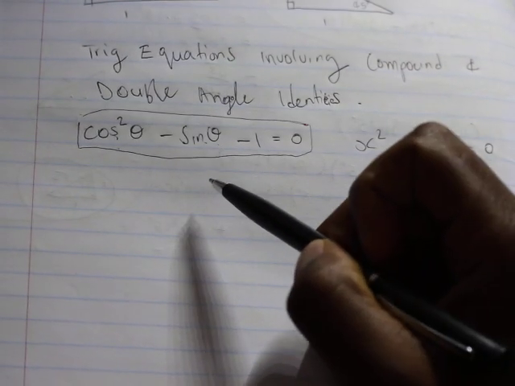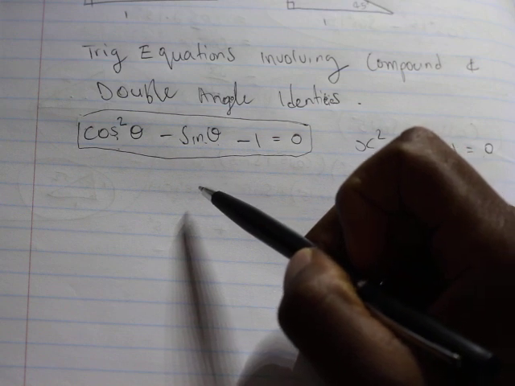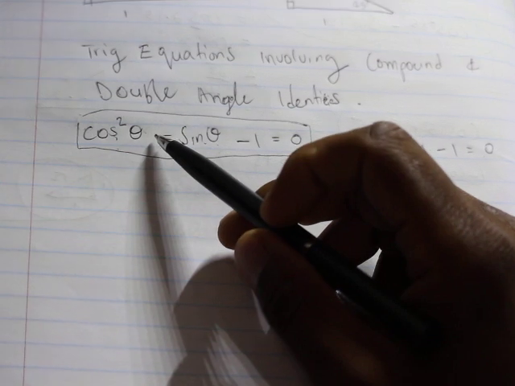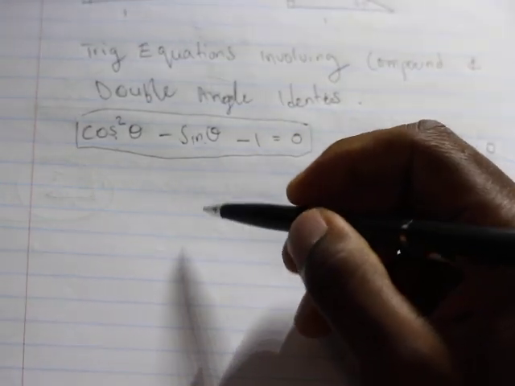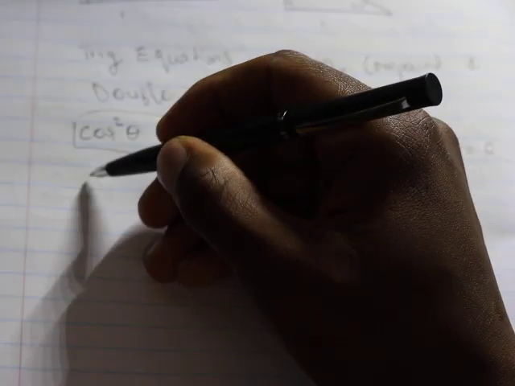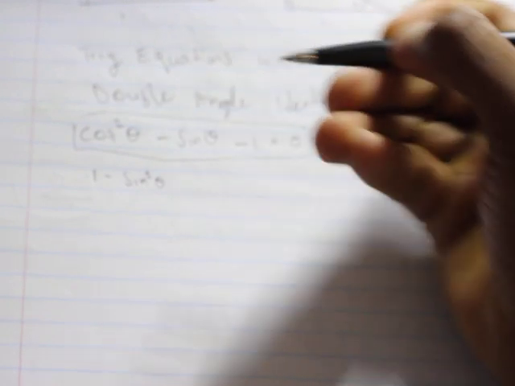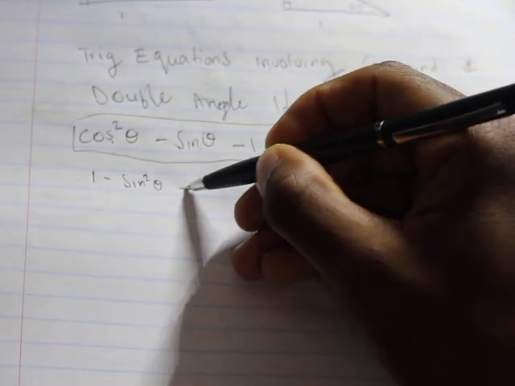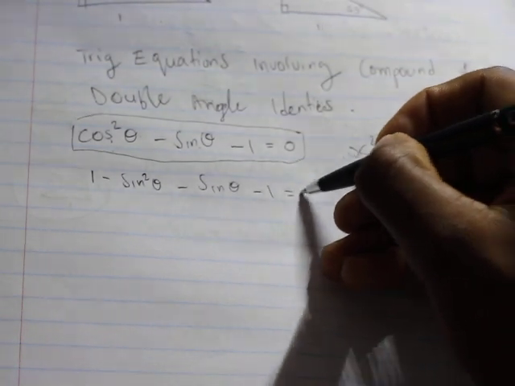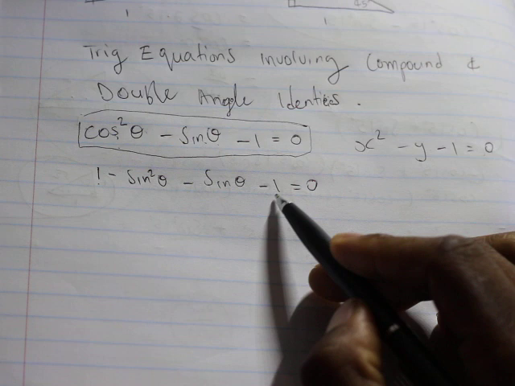So here we can't have both cosine and sine within the same equation if we really want to solve it. So what we're going to do is say, we do know the identity for cosine squared. Remember the square identity? Cosine squared is going to be 1 minus sine squared theta, minus sine theta minus 1 is equal to 0. And now we're getting somewhere. The plus 1 and the minus 1 cancel out.